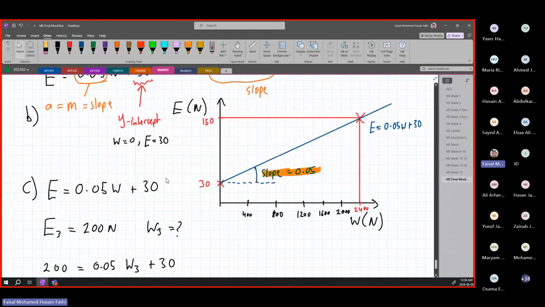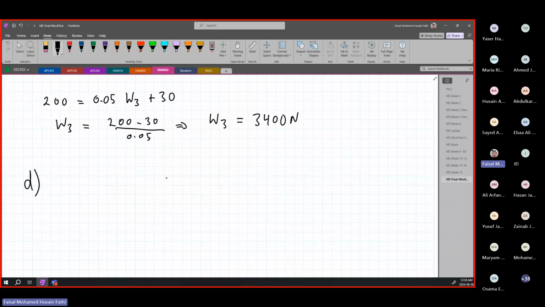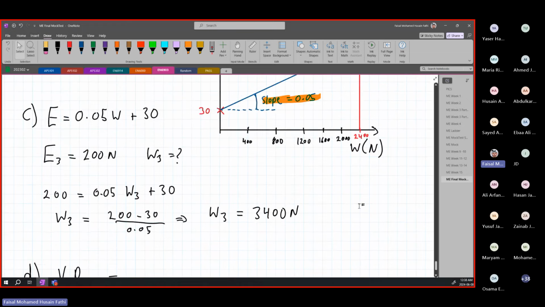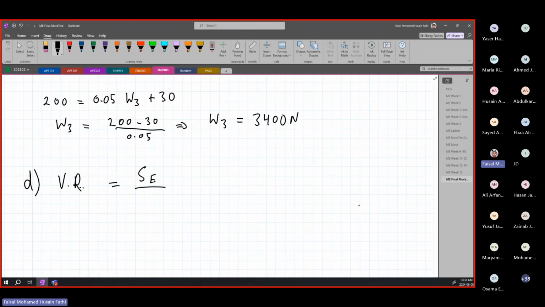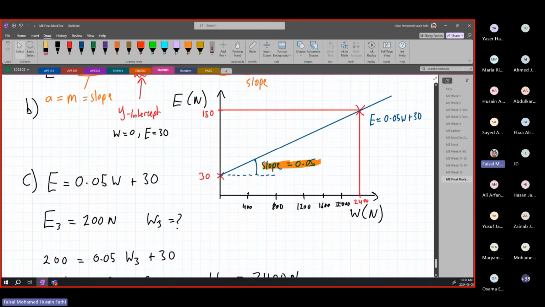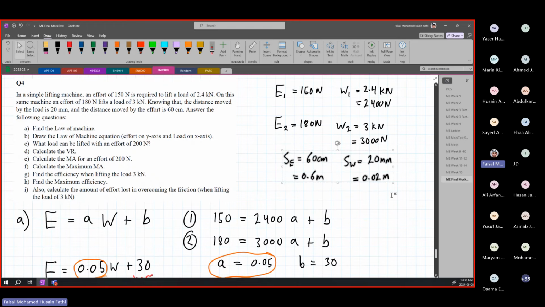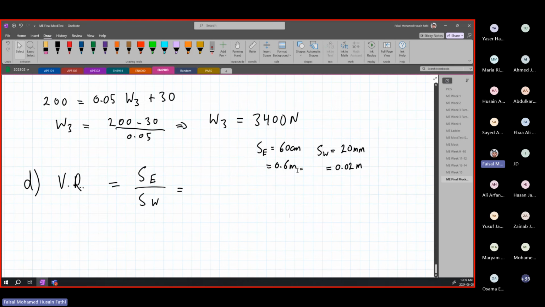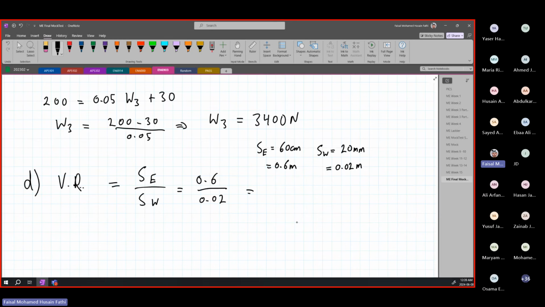Part D says calculate VR, your velocity ratio. Remember, your velocity ratio, very easy, is just the distance of your effort divided by the distance of your load. So SE over SW. Let me copy paste these down here so you see them while solving. Remember, you have to keep them in meters for both. So this is going to be 0.6 divided by 0.02, which is equal to 30.